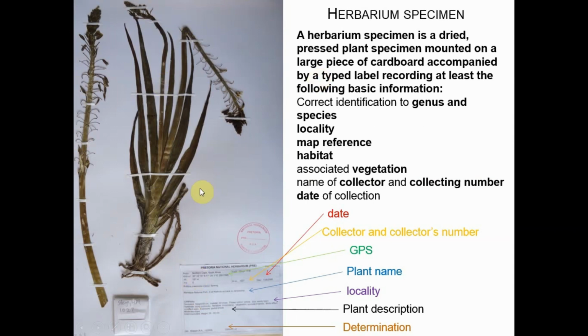So what we find in these collections are herbarium specimens. Here you can see these are basically dried plant material that have been pressed and mounted onto a piece of cardboard, and it has a type label that gives us a lot of information. So we have the name of the plant, genus and species, we have the date, we have often a GPS locality, and then here a more detailed description of the locality, also a description of the plant and the vegetation it was found in, and then a determination where an expert has verified the name of the plant.